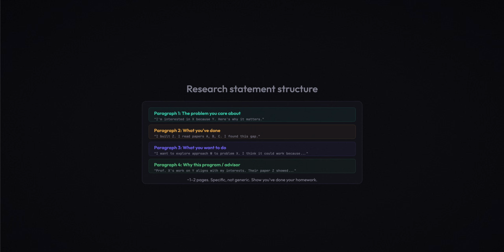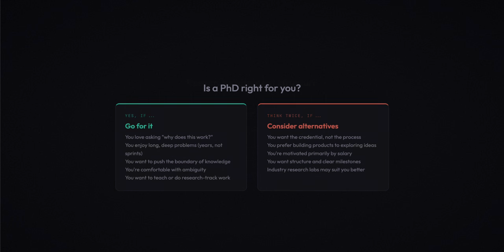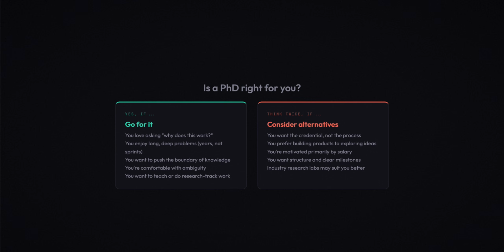Step back. Is a PhD even right for you? It's right if you love asking why does this work more than what should I build next. If you enjoy long, deep problems measured in years rather than sprints. If you want to push the boundary of what's known. If you're comfortable with ambiguity, with months of work that might lead nowhere.